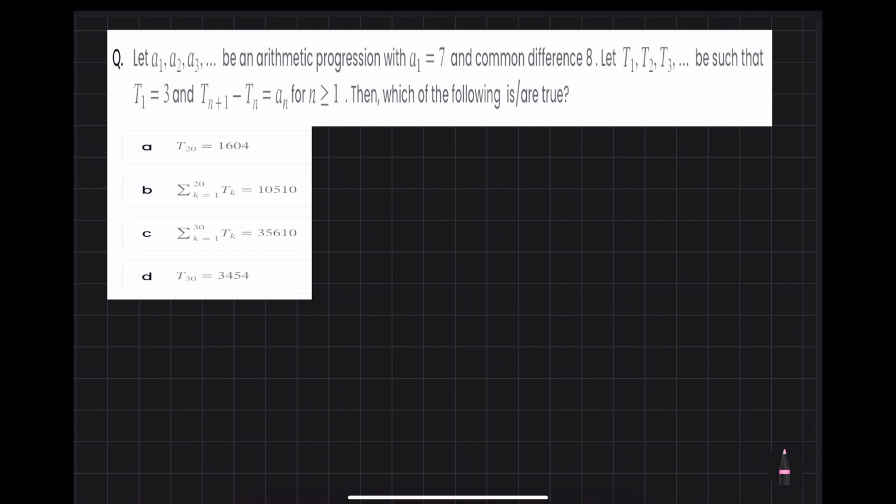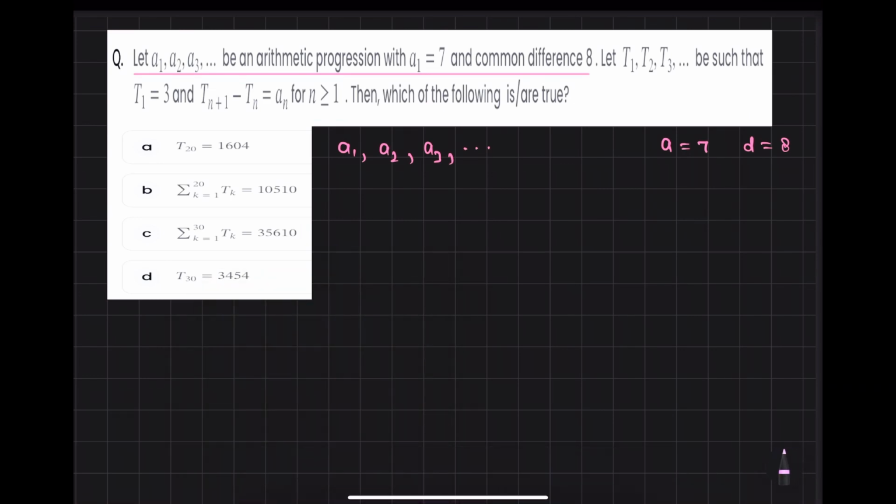So we got a wholesome new problem which says: let a1, a2, a3 be an arithmetic progression with a1 as 7 and the common difference 8. So look at this, we have an AP a1, a2, a3, an AP whose first term is 7 and the common difference is 8. Okay, so this is the first idea.